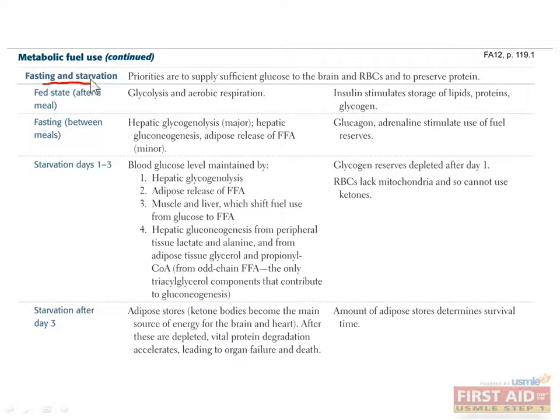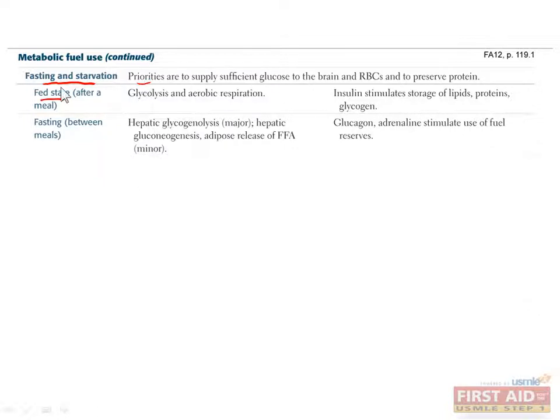So how about different kinds of fasting and starvation? In these scenarios, the priorities are to supply enough glucose to the brain and red blood cells so the body can maintain basic functions, and to preserve protein to prevent muscle breakdown. In the fed state, insulin is used to stimulate the storage of lipids, proteins, and glucose. Assuming plenty of oxygen is available, both glycolysis and aerobic respiration can occur.